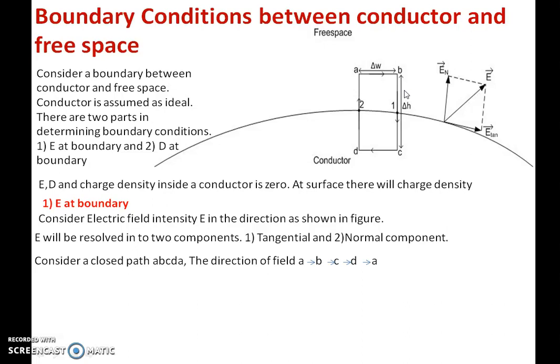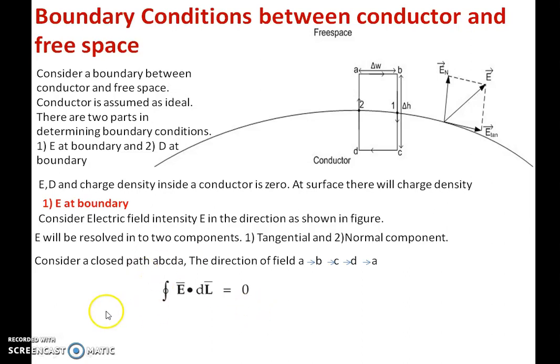Now, to find the work done to move a charge from A to again point A using this path, as you know, work done in a closed path is equal to 0. Work done in a closed path is equal to 0. So we can write the closed integral of E dot dl equal to 0. The closed integral of E dot dl is equal to 0.